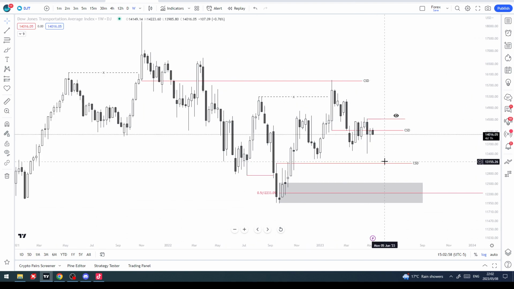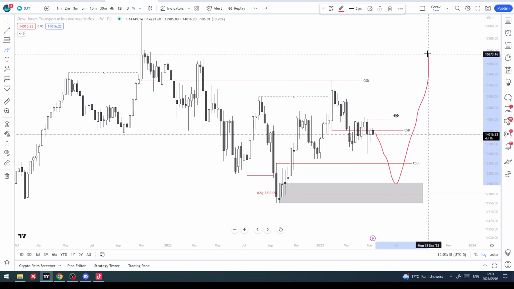But we are looking for DJT to come a bit lower. What time frame are you looking at? This is a weekly, so this is a long play now, okay? Because this is a weekly time frame, this could take a hella long. But we are looking for it to come down before heading back up.